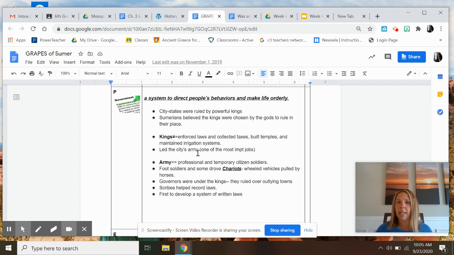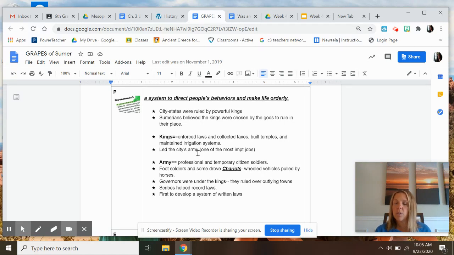Governors were under the kings. They ruled over outlying towns. So you had the king at the top, and then you had a governor. Similar to how in, say, Connecticut, you have a governor that is in charge of Connecticut, and then you have a mayor or a select person to rule over the different towns and cities. So there are different levels within the government.